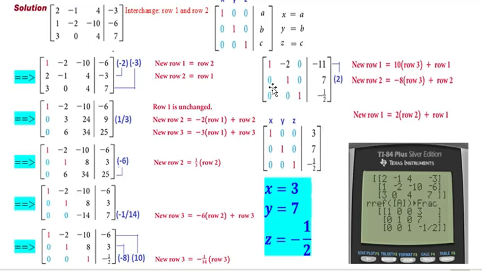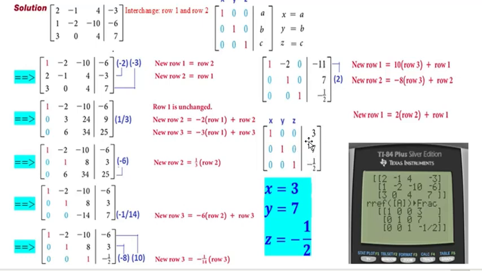2 times 0 is 0, 0 plus 1 is 1. 2 times 1 is 2, 2 minus 2 is 0. 2 times 0 is 0, 0 plus 0 is 0. 2 times 7 is 14, 14 minus 11 is 3.